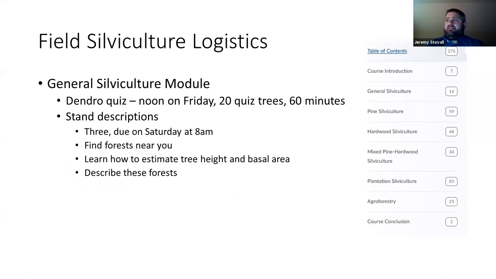So here's the breakdown on each individual module. So general silviculture, I've already talked about the dendro quiz. You can find the species list. I already emailed it to you. That species list and a practice quiz for the species list is available on the SFA Dendro website that you all have used in dendrology. If you look under the dropdown on quizzes there, there's one specifically set up for field station. It should be pretty much the same list you learned in dendro, but I've pulled out deodar cedar, Japanese zelkova, some of the species you're really not going to find out in the woods.